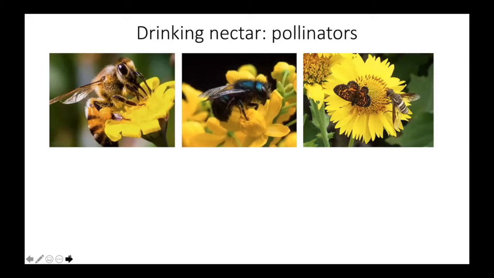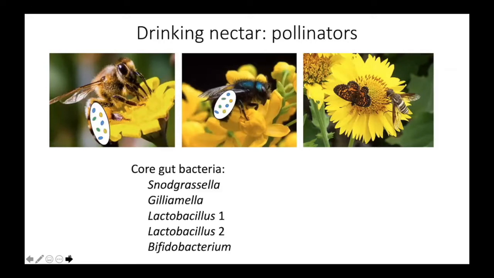Interestingly, in addition to pollen feeding, research has found that bees have a stable community of bacteria living in their guts. This is called the gut microbiome. We know this specifically for honeybees and bumblebees because they've been the best studied. They host a core set of about 5 bacterial genera in their guts.